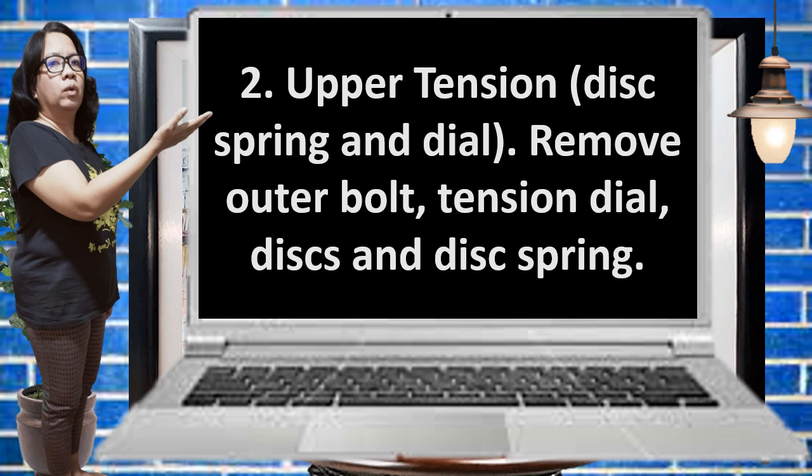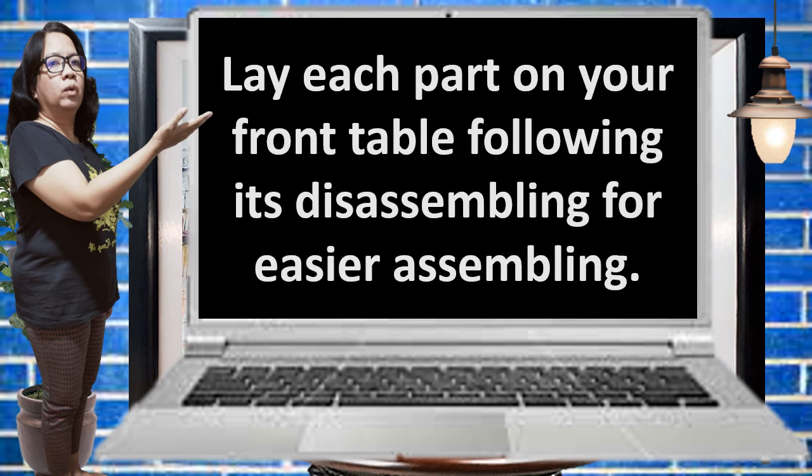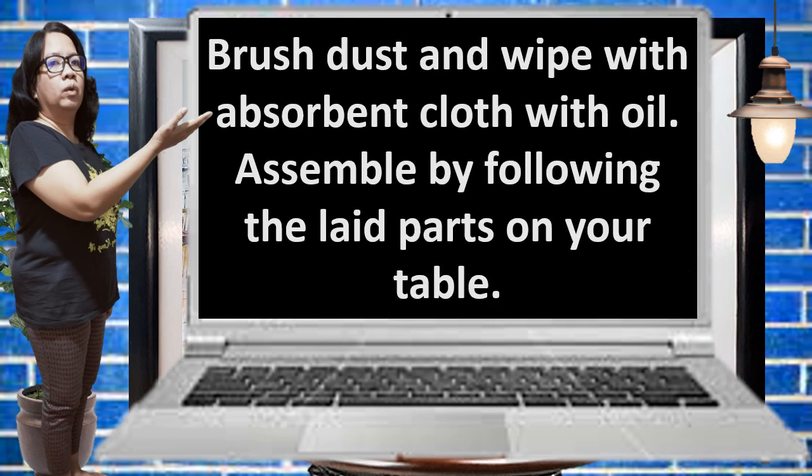Number 2, upper tension. These are the parts you should consider when cleaning the upper tension: the disc spring and the dial. Remove the outer bolt, tension dial, discs, and disc spring. You should take note of this. Lay each part on your front table following its disassembling for easier assembling. Then, brush dust and wipe with absorbent cloth with oil. Assemble by following the laid parts on your table.